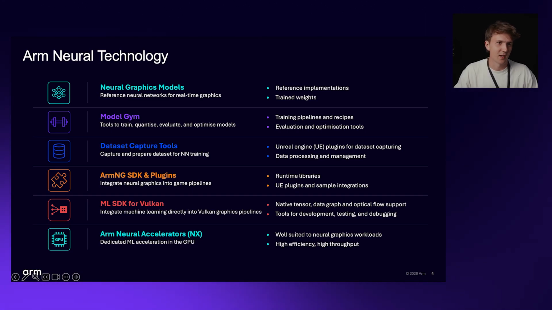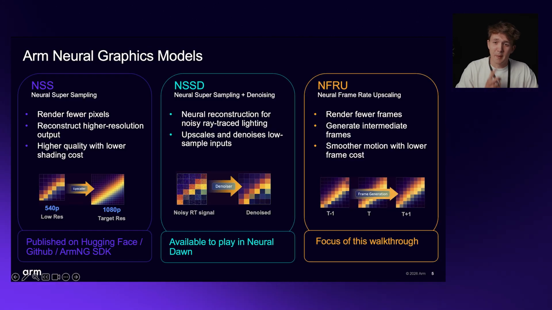So this summarizes the whole ecosystem of what's available right now, but let's dig into what the models look like themselves. So today we have three main neural graphics use cases. The first is NSS, or neural supersampling. So here we render fewer pixels and reconstruct a higher resolution output. It's effectively a drop-in replacement for TAA, TAAU. And this enables power savings whilst delivering high quality resolution for visuals. And this was announced at SIGGRAPH last year. My colleague Liam gave quite a good talk on it. And the model weights, training code, dataset capture tooling is all available today if you want to have a play around with this.